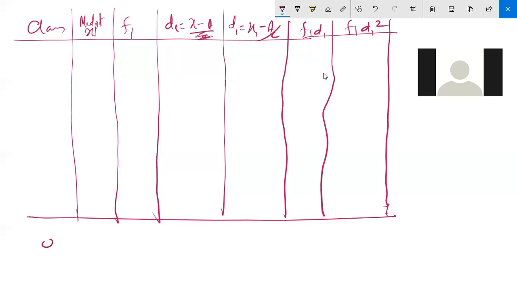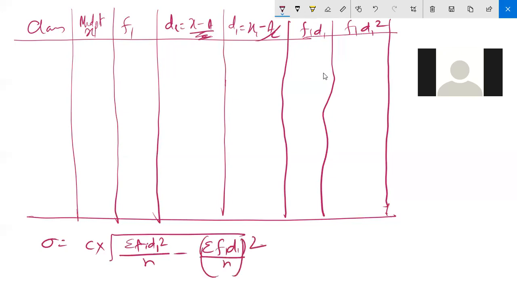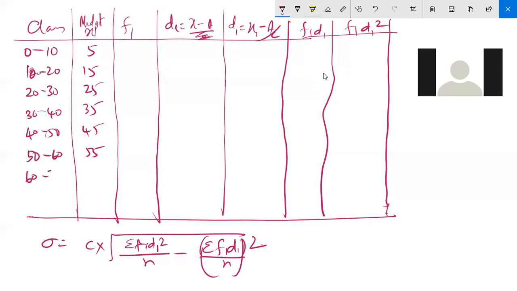Then formula for sigma for class interval is equal to C into square root of sigma fi di squared by n minus sigma fi di by n the whole square. Let's see which one is working out. Class interval is 0 to 10. Midpoint is 5. Class interval is 10 to 20. Midpoint is 15. Class interval is 20 to 30. Midpoint is 25. Class interval is 30 to 40. Midpoint 35. 40 to 50. 45 midpoint. 50 to 60. 55 midpoint. 60 to 70. 65 midpoint.